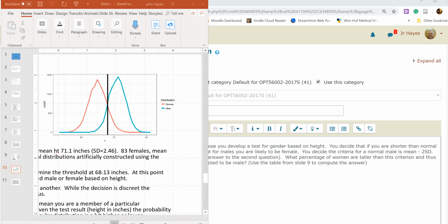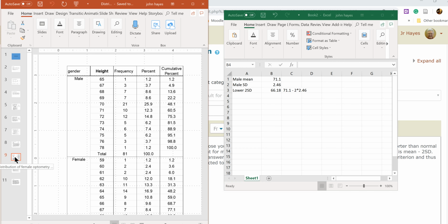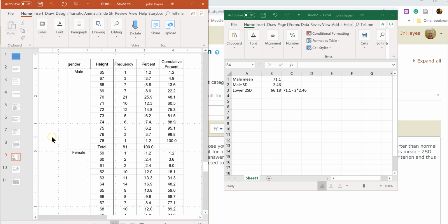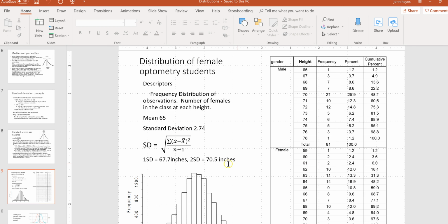So let's just review. The male mean was 71.1. The male standard deviation was 2.46. If you take 71 minus 2 times 2.46, you get 66.18. Now is where we use table 9, or slide 9. Just take a look at this whole thing here. So we are at males of 66.